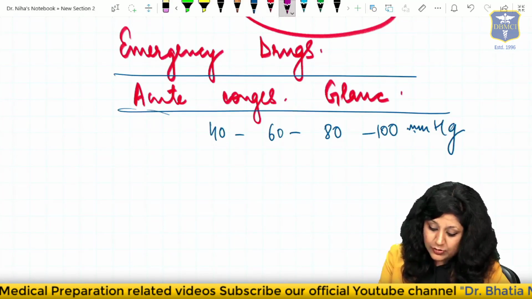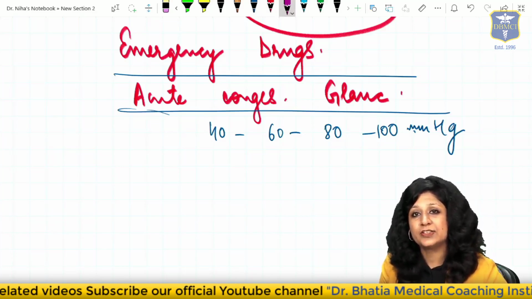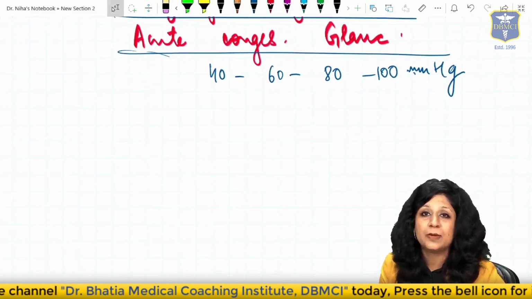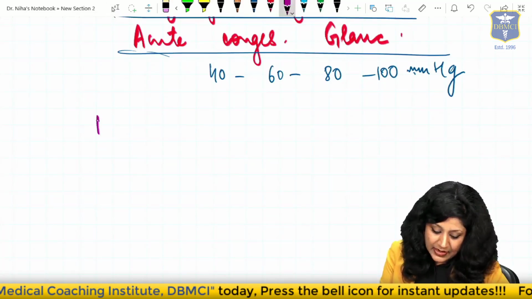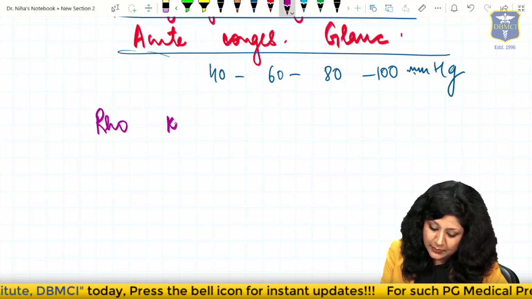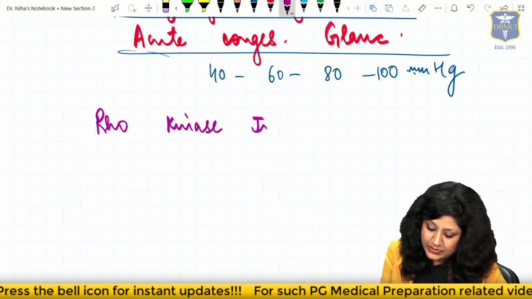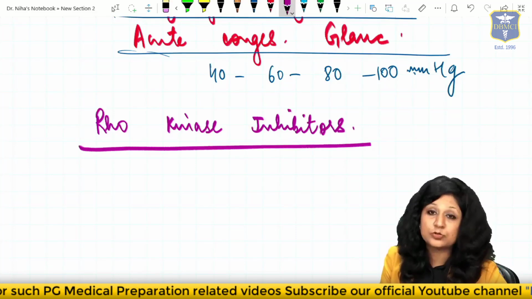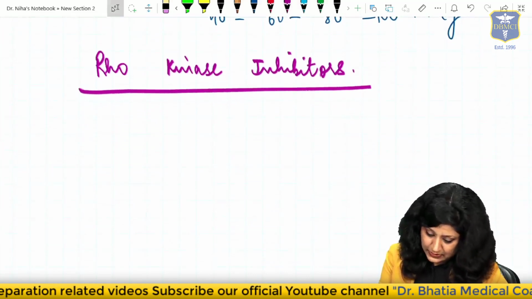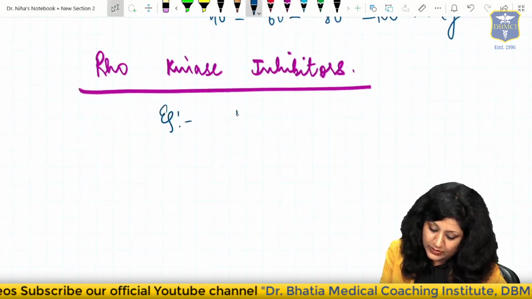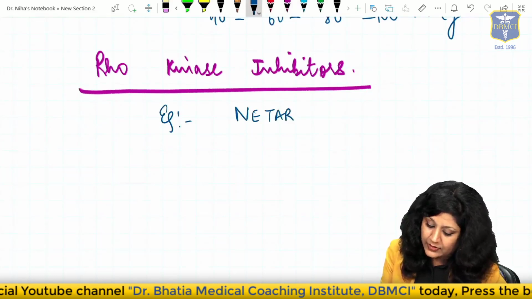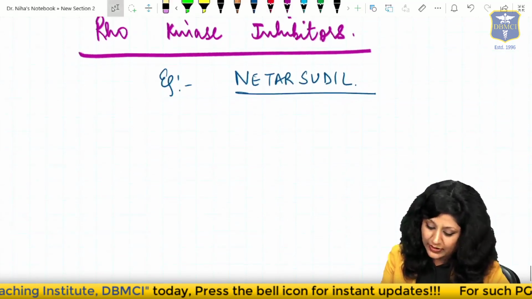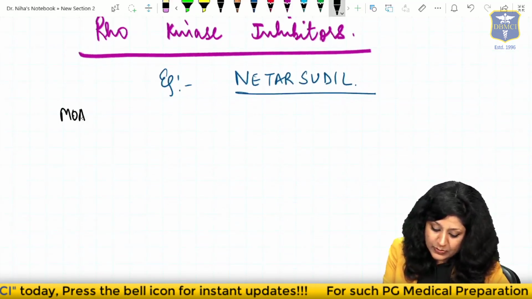Okay. Now, these were the majority of the drugs that we are using, but now we have got a new class of upcoming anti-glaucoma drugs, and they are the Rho kinase inhibitors. These drugs can also be used as anti-glaucoma drugs. For example, we have Netarsudil. This is a good drug, and it can also be used as an anti-glaucoma drug. What will be the mechanism of action?